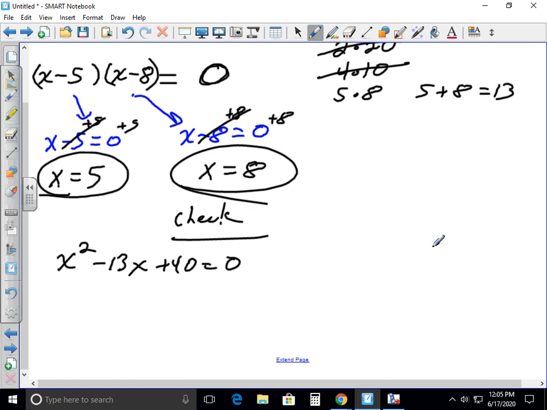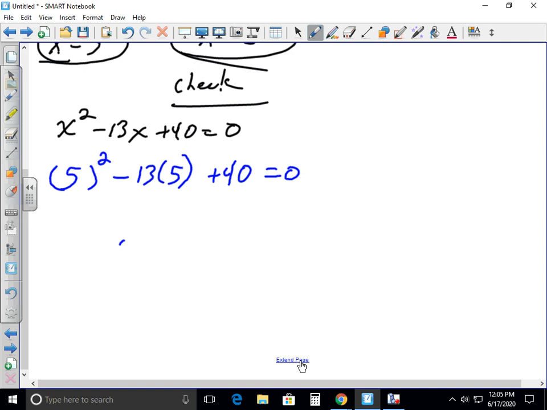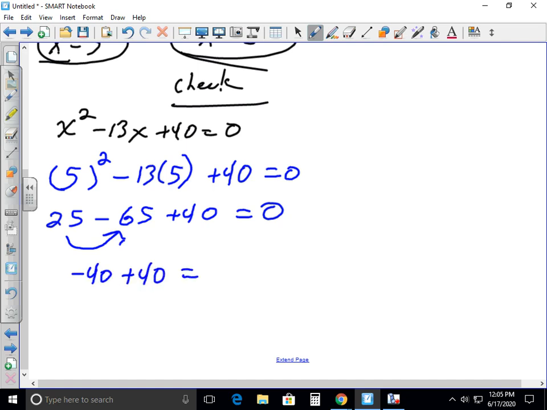So normally when I plug numbers into a formula, I like to put a parenthesis around what I'm plugging in. That's a good practice. So everywhere we have an x, we're going to put a 5 and put a parenthesis around it. 5 to the second, 5 times 5 is 25. 13 times 5 is 65. And then you can just go left to right. 25 minus 65 is negative 40. Negative 40 plus 40 is 0.